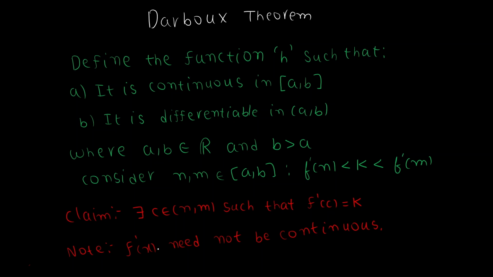Now, you may say that this is just a straight up intermediate value theorem, but it's not. Your f dash of x need not be continuous always. Many of us think that when a function is given to be differentiable, its derivative will always be continuous, but it's not true. So let us see how the derivative will follow intermediate value theorem, even if it's not continuous.